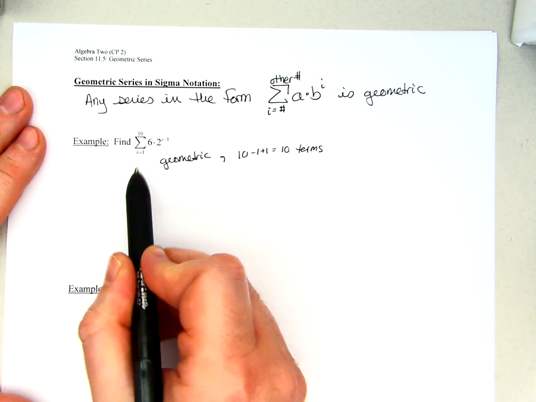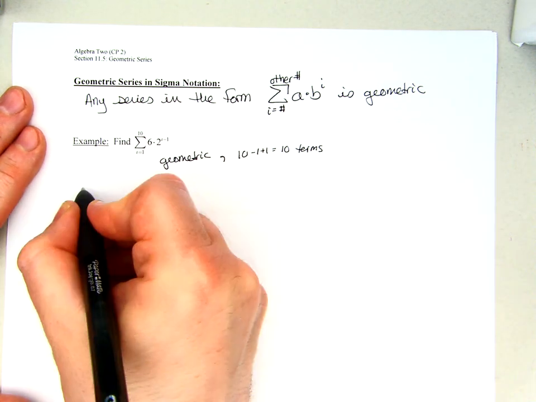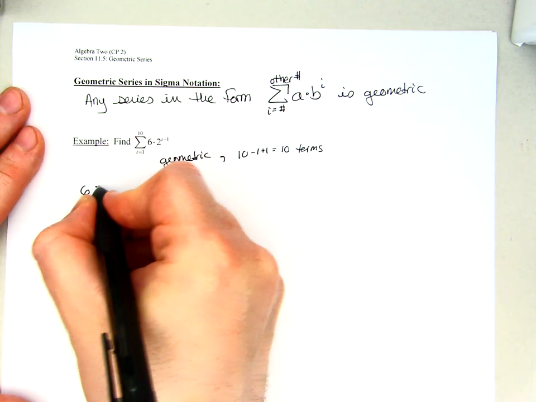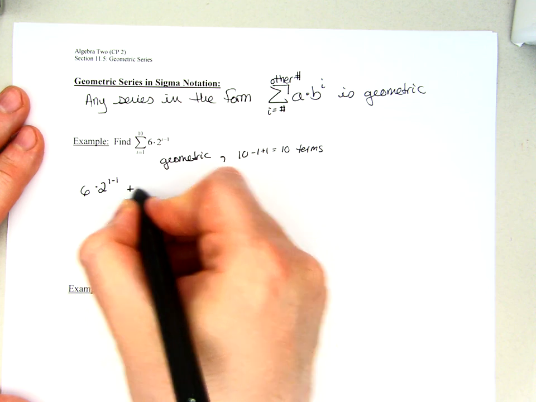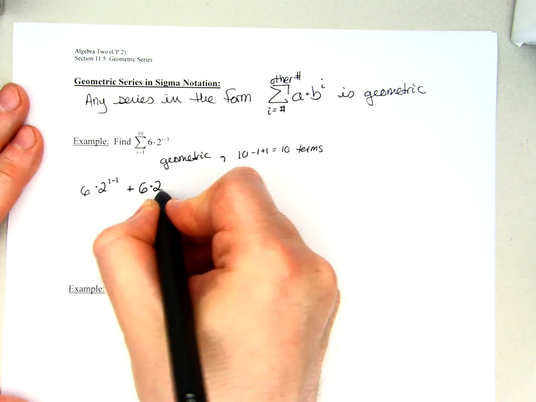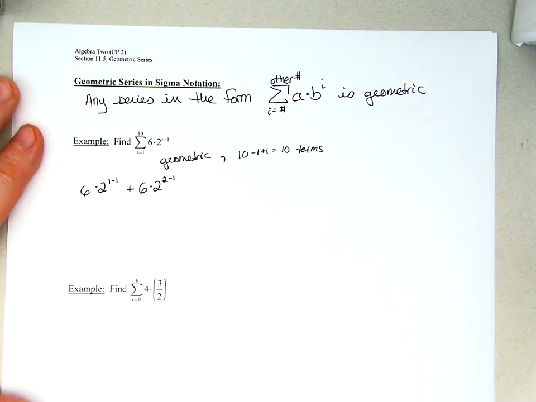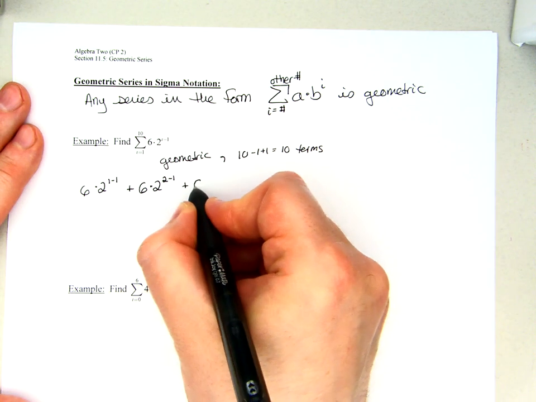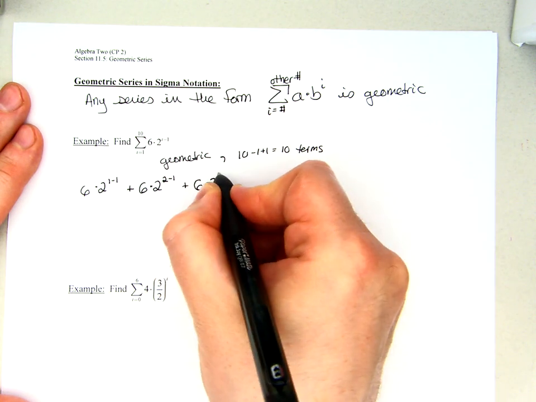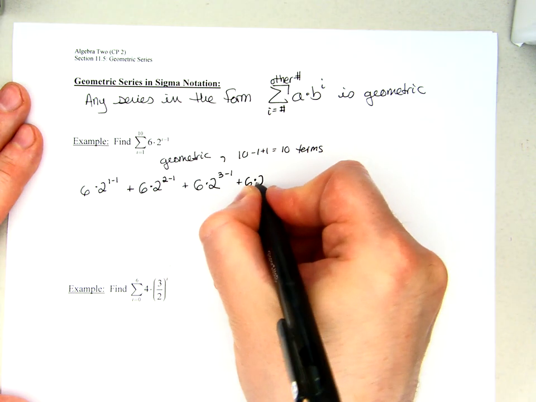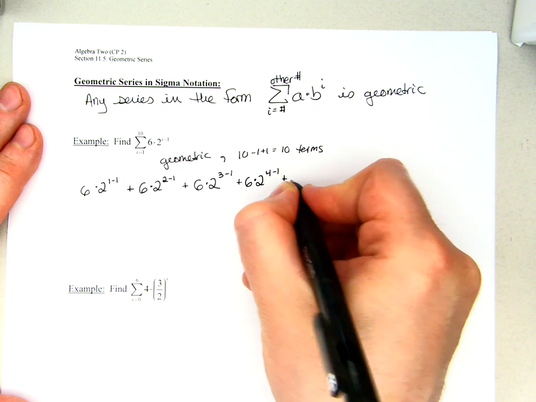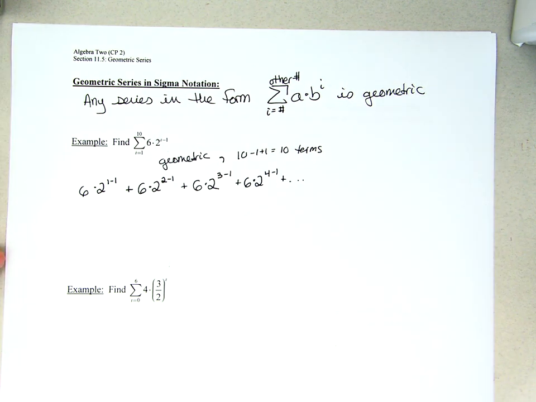If you plug in the lower limit of 1, you're going to get 6 times 2 to the 1 minus 1. That's my first term. Then plug in 2, 6 times 2 to the 2 minus 1. That's the next term. 6 times 2 to the 3 minus 1. 6 times 2 to the 4 minus 1, and this will keep going for a while. I think that's good enough for me right now. Again, this is not how we're usually going to do this. I'm just trying to show you something.